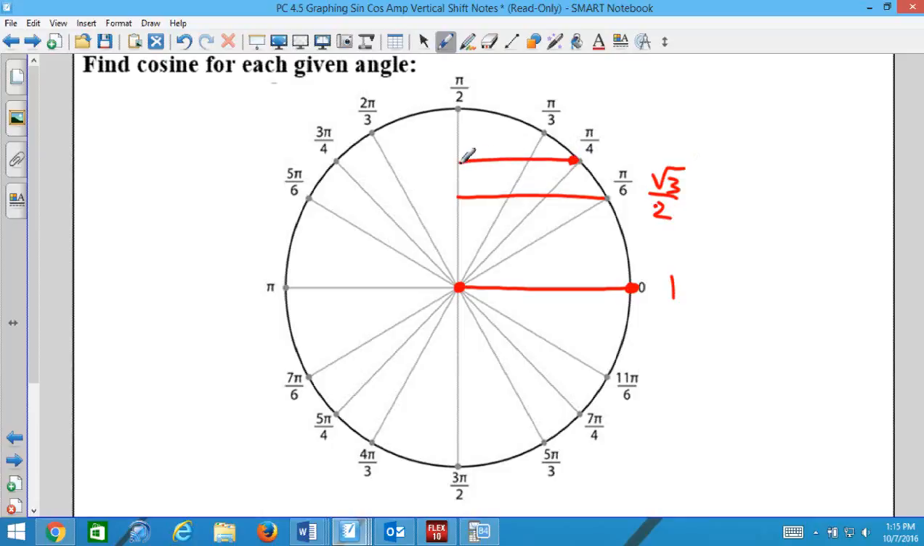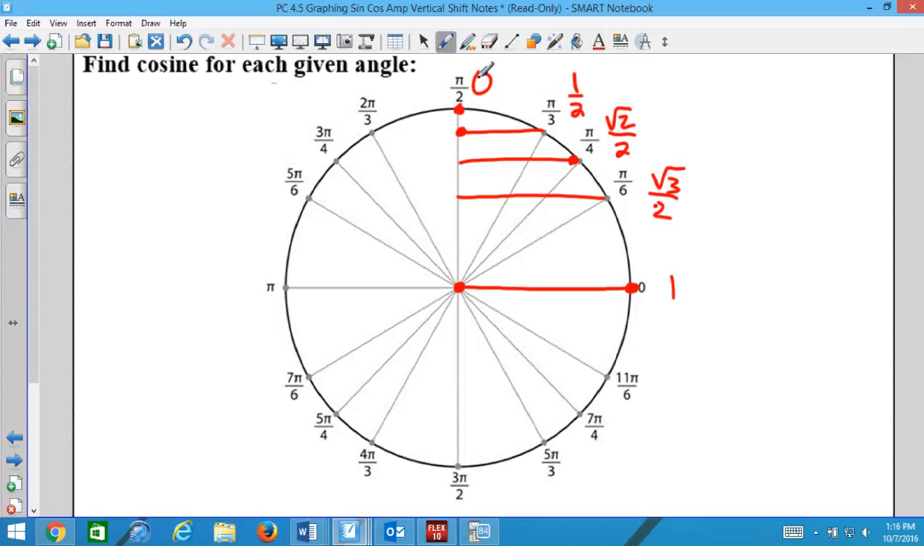At pi over 4, that should be the same as sine at that point. Radical 2 over 2, and that's because we memorized it. How about at pi over 3? That's the half. And then at pi over 2, 0. So we start out at 1, and then we're getting smaller to 0.